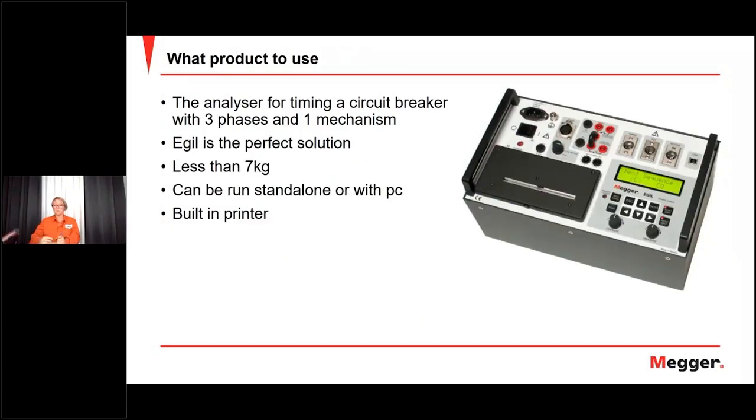For the normal types of circuit breakers, Eagle is a good solution for this segment: medium voltage distribution breakers, as long as they have one mechanism and only one break per phase, so 3 phases. It's really convenient also because it's 7 kilos and really easy to use. It can be run standalone and with PC. The video with the demonstration we're going to do here is Eagle with a PC. But if you work standalone, it also has a built-in printer so you can get the result directly.